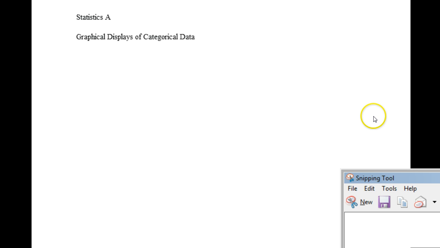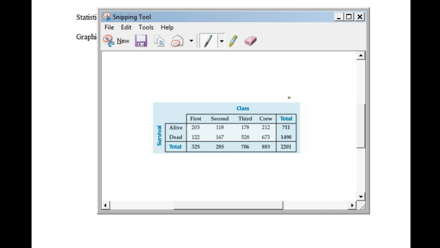Another one that shows up is a contingency table, and it could also be used as a distribution table. A contingency table would just have this information in there, the alive and dead people, and list them by first, second, third, and crew. And then a distribution table would also have the totals, so the total amount of crew, or alive and dead, and the total amount of each passenger class and the total amount of people. So that's very helpful to work with.